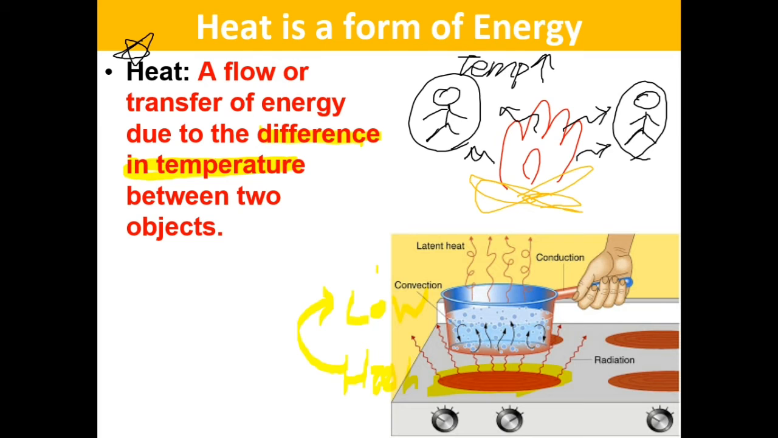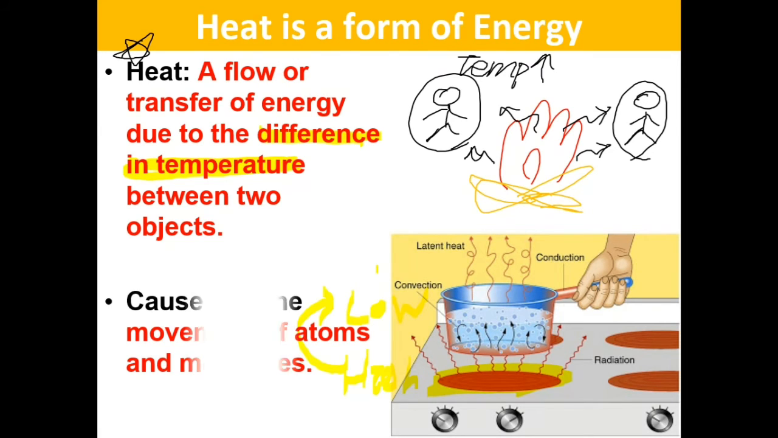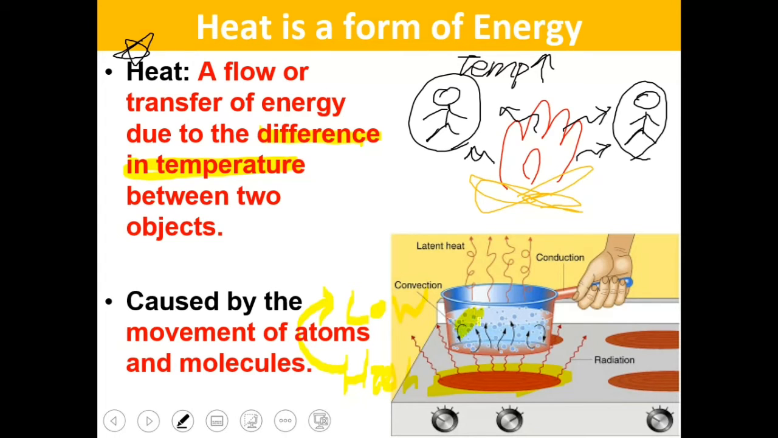So why there's a flow of energy is because this energy movement is caused by the movement of atoms and molecules. For example, if you think about the water over here, if water molecules are completely motionless, then they turn into ice. Ice is the only form of matter for water that doesn't have any movement.